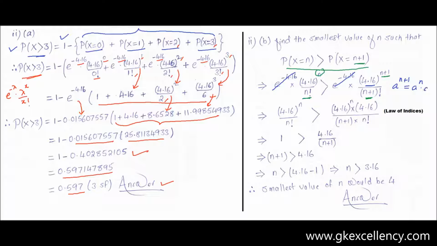You already know this. So we are splitting this using the law of indices. Now again you will notice this is cancelling with this. Again n factorial is cancelling with n factorial, and on the left-hand side we are left with 1 is greater than 4.16 divided by n plus 1. Now we cross multiply and get this value, and finally make n the subject, which is 4.16 minus 1, so n is greater than 3.16. Therefore the smallest value of n would be 4, and that's my answer.